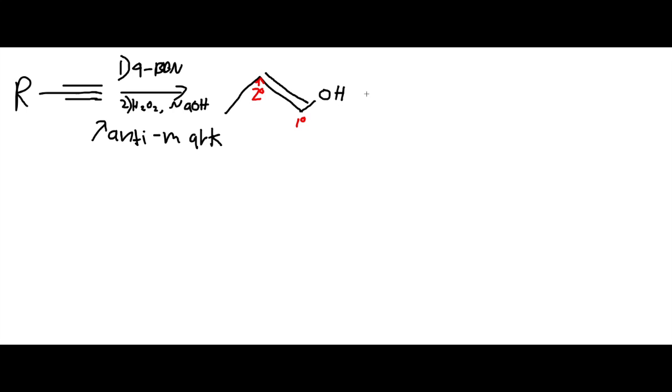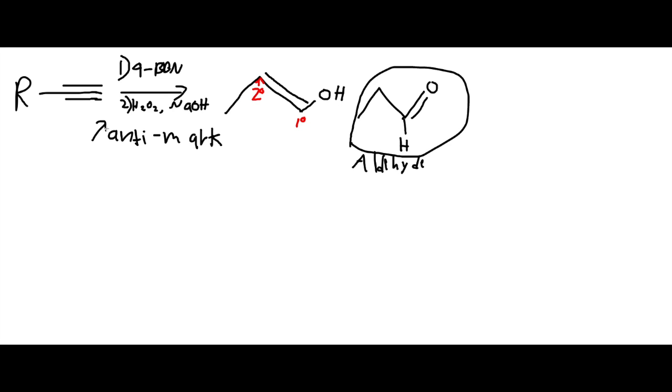Then this will go into something called tautomerism, which is the rearrangement of hydrogen in a double bond. Since we started with a terminal alkyne, this will form an aldehyde. The hydrogen will go over here, and this is called an aldehyde. We formed an aldehyde, and this is our final product for this structure.